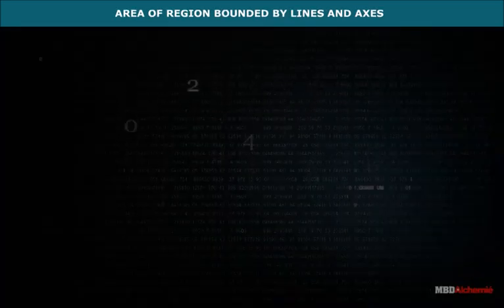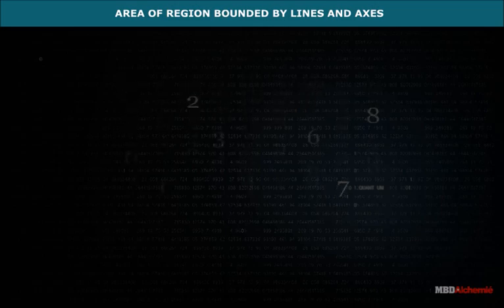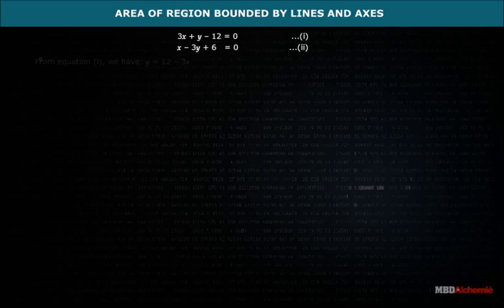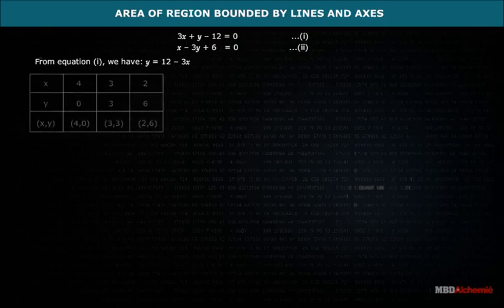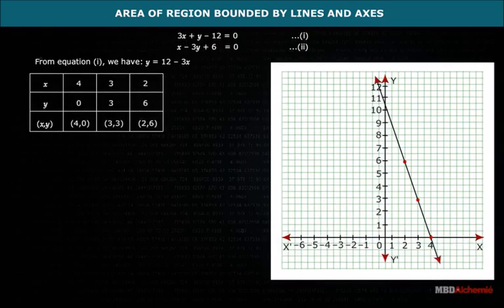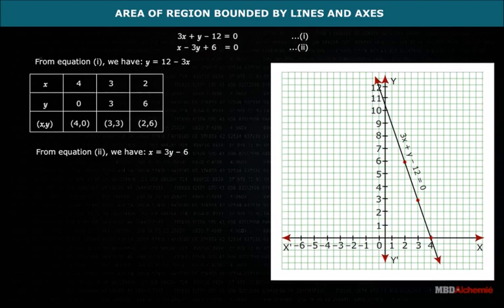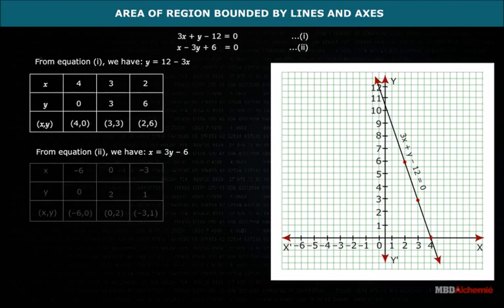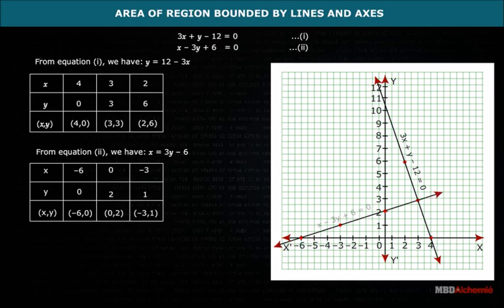Area of region bounded by lines and axes. In this problem, we have this system of two linear equations. The first equation is satisfied by the following values. We plot them on the graph, draw a line passing through them. Similarly, the second equation is satisfied for these values. Again, we plot them on graph paper and we draw a line through them.